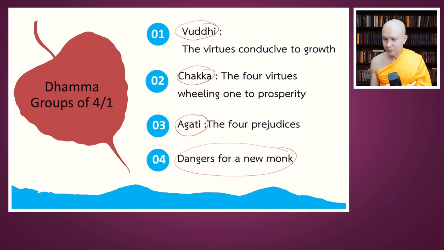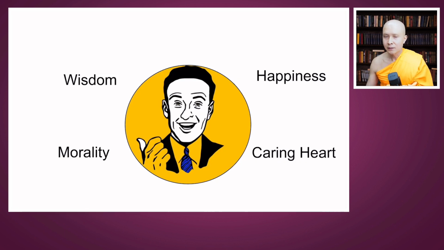So Vuddhi Dhamma, the virtues conducive to growth. Chakka Dhamma, the virtues that wheel one to prosperity, Chakka meaning wheeling. The Agati is the four prejudices. And the danger for the new monks, we get to know what they are and why the Buddha mentioned these four things, giving a warning to someone who takes ordination. Okay. So there are many teachings of the Buddha.